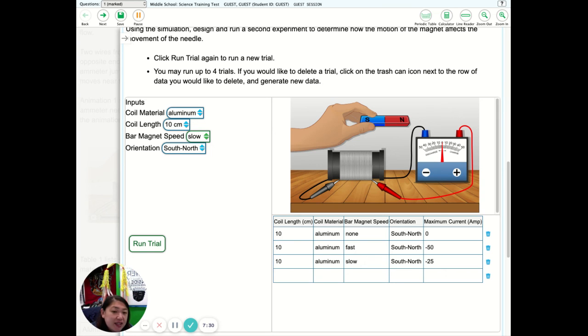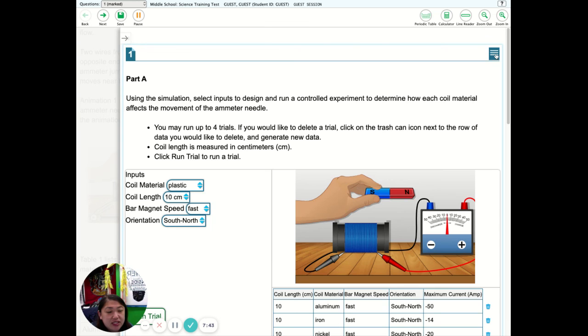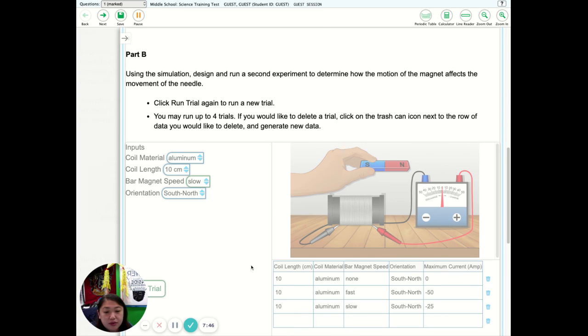Again, remember that on the HSA test, you can only do 1 trial for these experiments. You do not need to do 3 trials like we do in class. So that's our answer for this one. Oh, and then lastly, I'd already striked these out. So I'm going to pause.